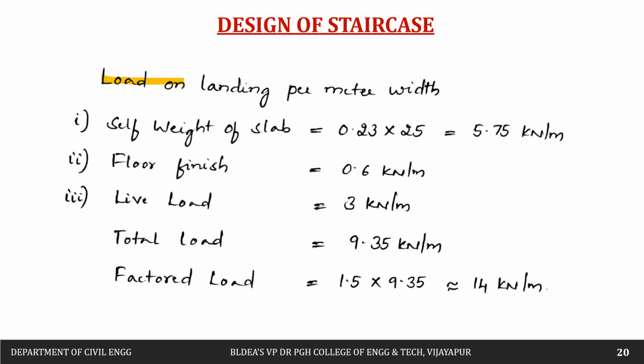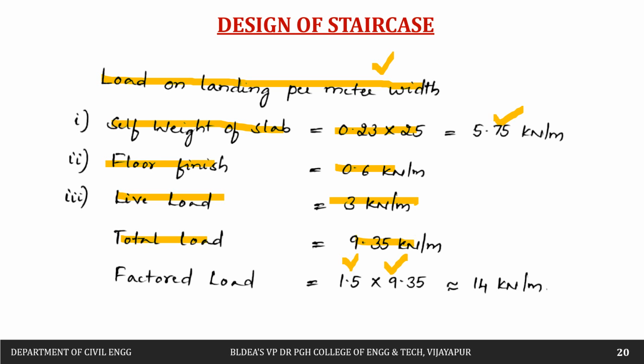Then next is load on the landing per meter width. We'll try to calculate. Self weight of the slab, that is thickness multiplied by density, is 5.75. Now per meter width we are calculating, so multiplied by 1. Floor finish 0.6 kilonewton per meter. Live load is 3, so total load will be 9.35. So factored load will be 1.5 multiplied by 9.35, that is 14 kilonewton per meter.